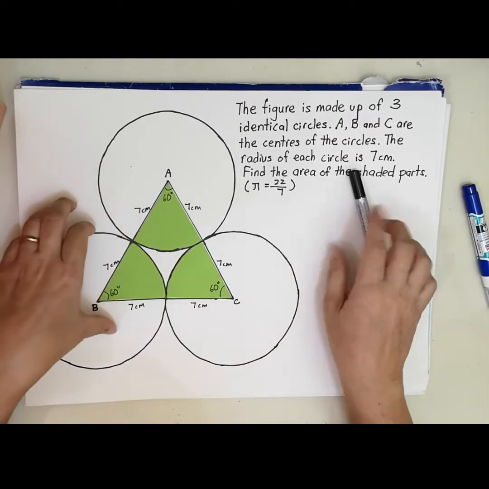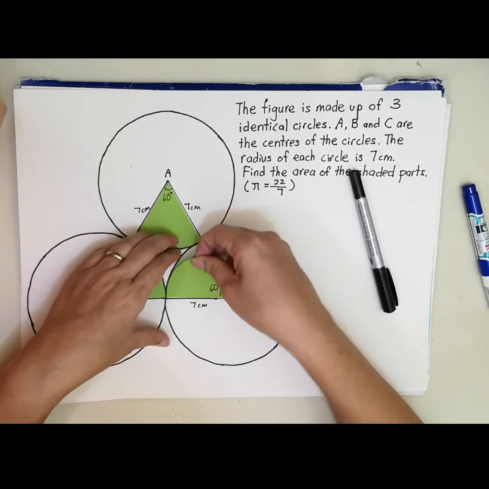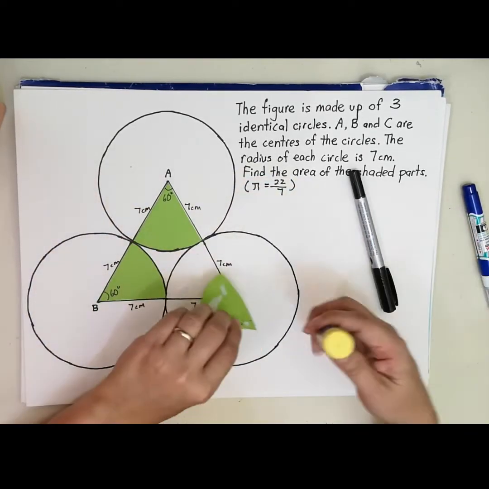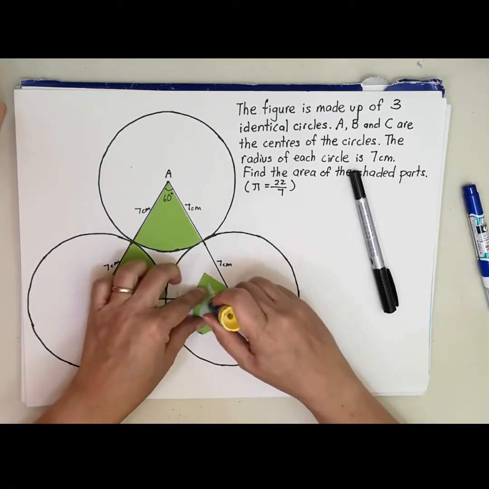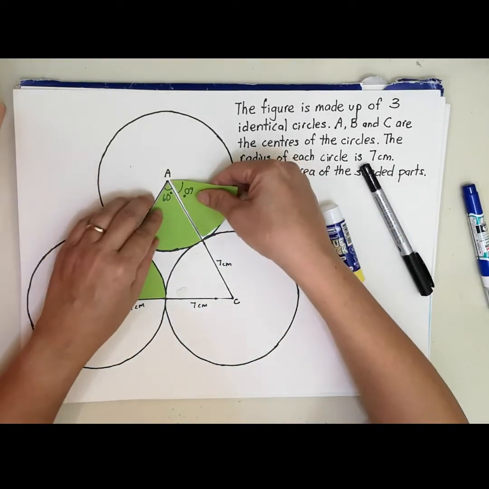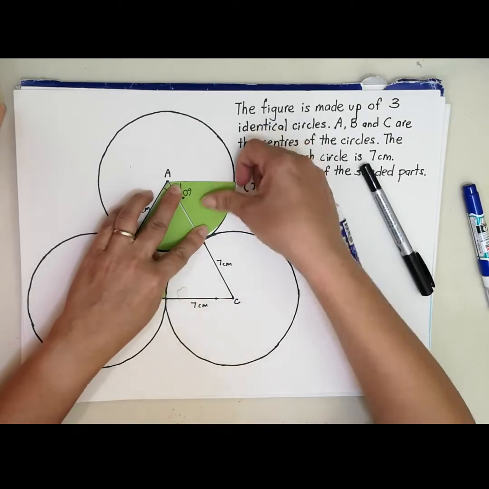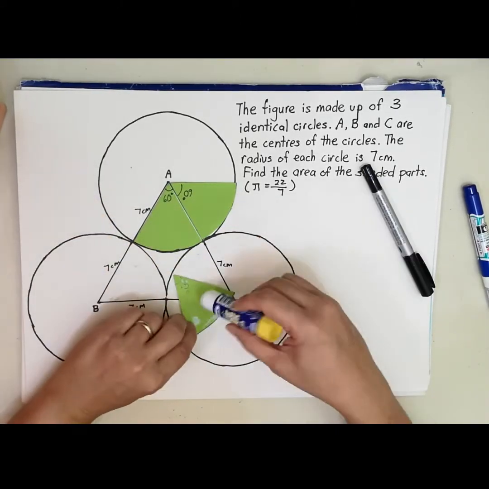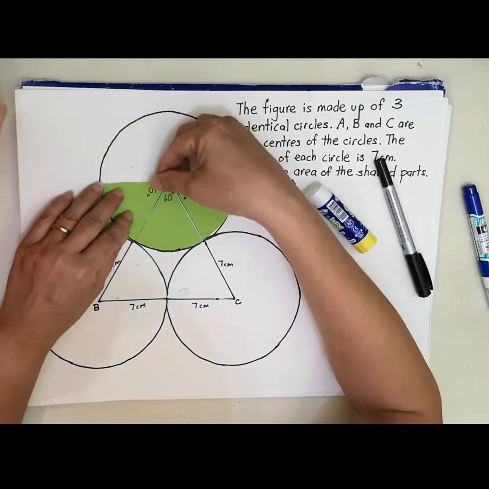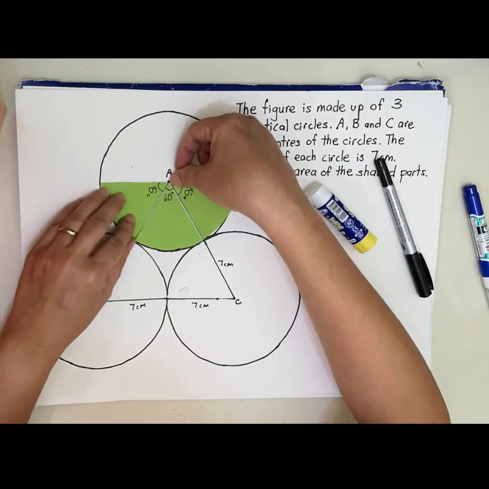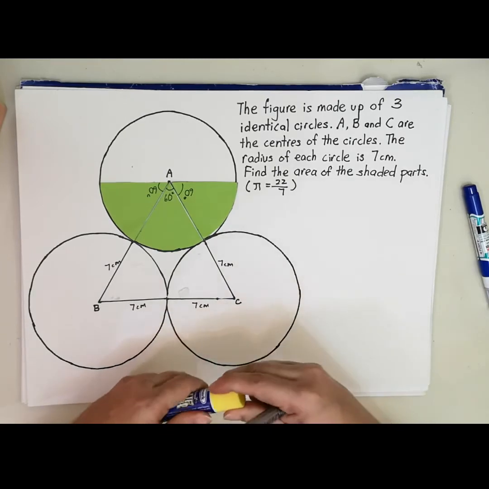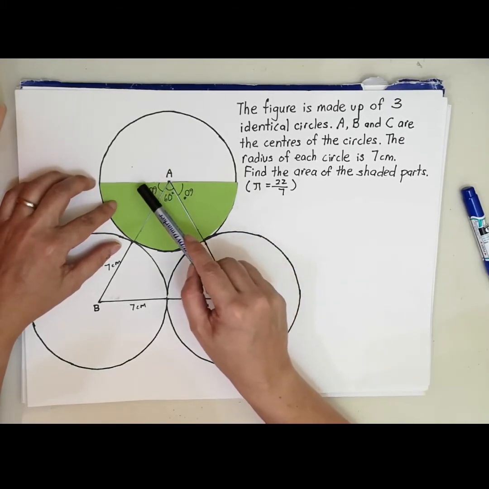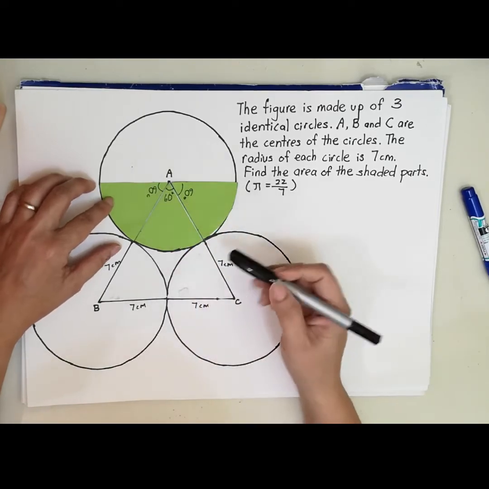So what I'm going to do now is shift the 2 shaded parts here and place it here. And I'm going to do the same for this shaded part here. I'm going to place it here. You have noticed that the 3 shaded parts actually form a semicircle. Each angle here is 60 degrees, so if we combine all these 3 angles together, we actually get 180 degrees.